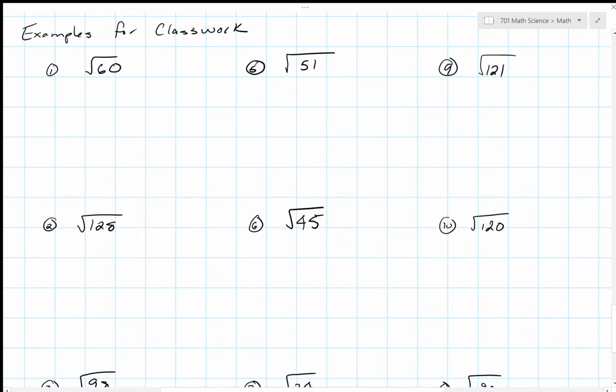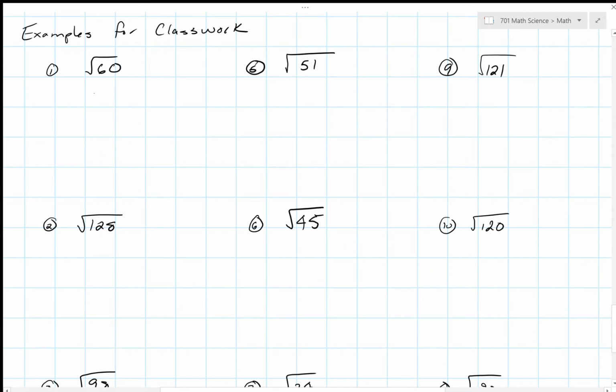So this video is designed to support what we were looking at in class today. I'm going to go through and do each of the classwork examples, and I'll speak through my process as I'm going. I'm going to go across in rows instead of in columns, just because it'll make it a little easier for me to scroll the screen as I work.